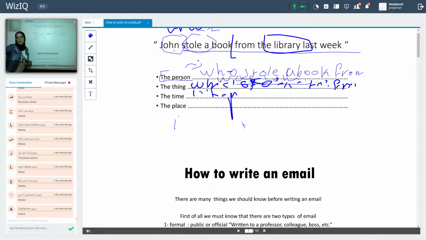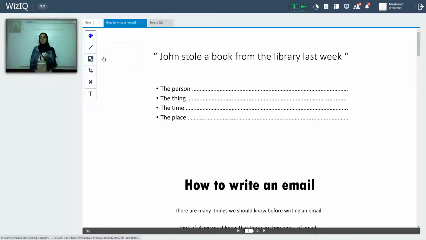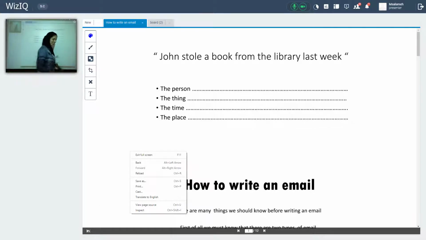Can I change this pen, please? Student, how are you? Back to our class. Sorry for this problem, but actually there is a trouble with the quality of the board, the pen, everything.